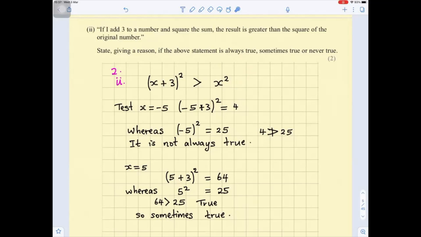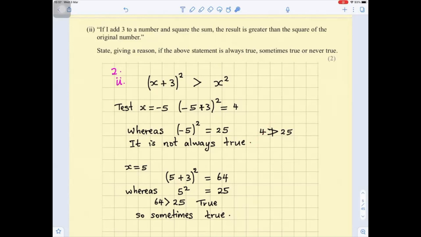So let's test with some numbers. Let's use -5. -5 plus 3 squared gives you 4. And -5 squared is 25. So 4 is not bigger than 25. So in this case, it is not always true.